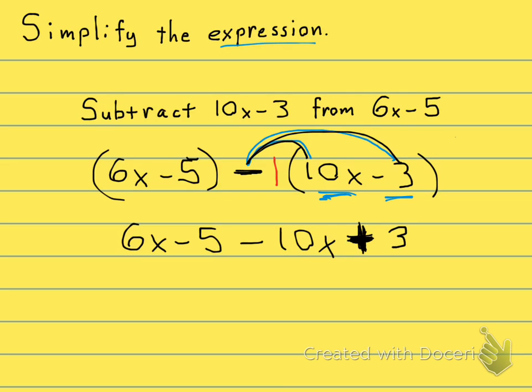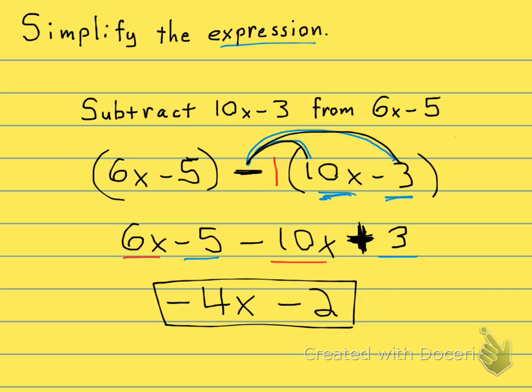Okay, and now we just are combining our like terms. So you see any like terms? I see x's with x's, and I see numbers with numbers. Let's go ahead and put them together. 6x minus 10x is negative 4x. And then I have a negative 5 plus 3 is a minus 2.